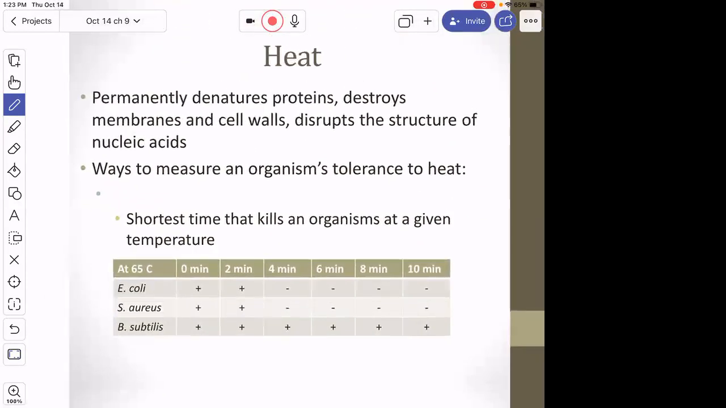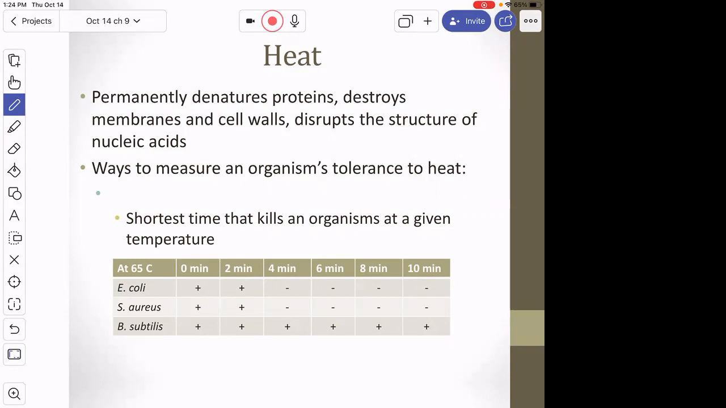Okay, so heat. If you are in lab, this is what you talked about in lab yesterday and today. How does heat kill microbes? Basically, it does all sorts of damage. It denatures proteins, destroys membranes and cell walls, and disrupts the structure of nucleic acid. It does everything. It's very thorough.